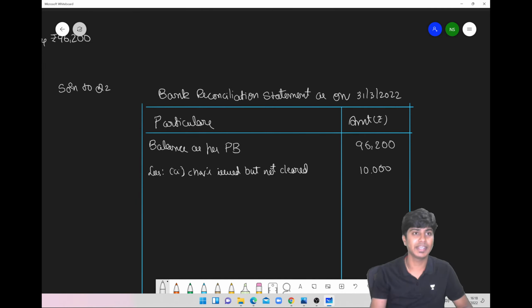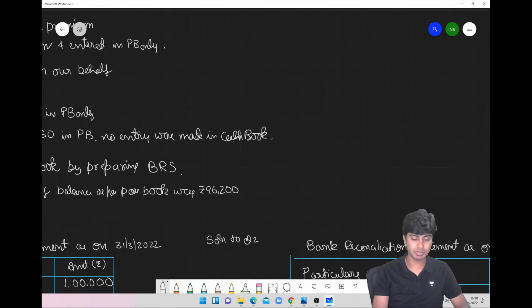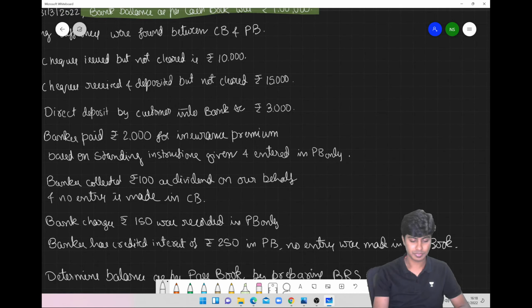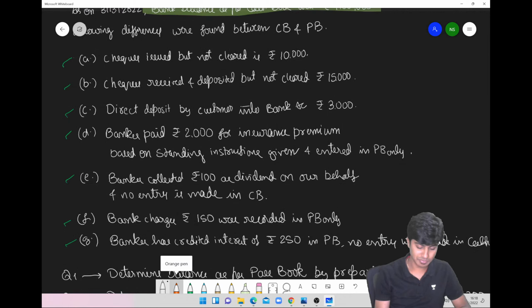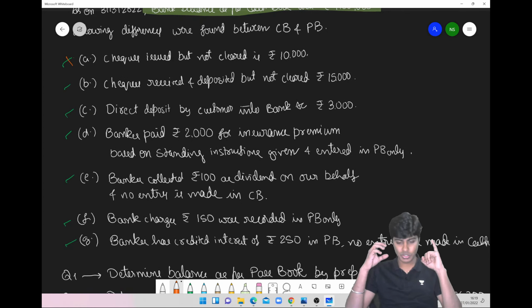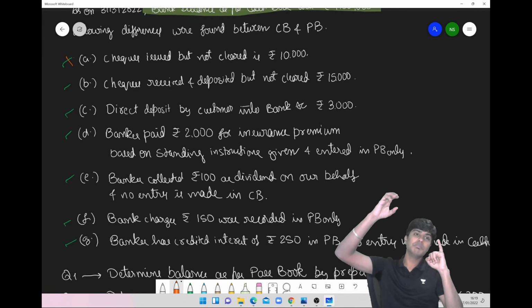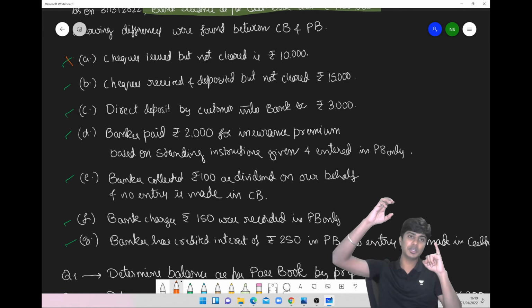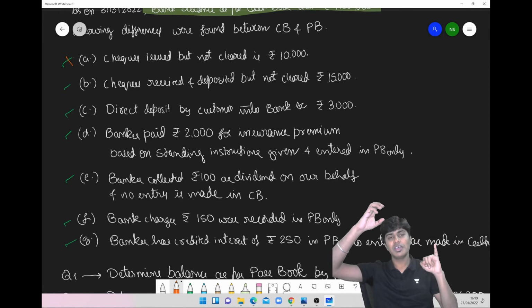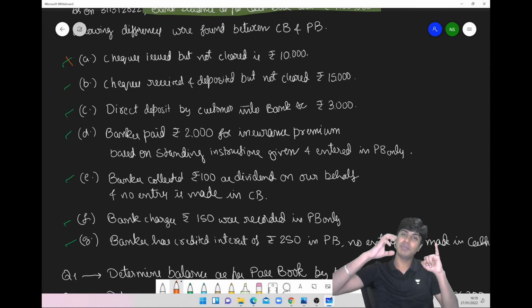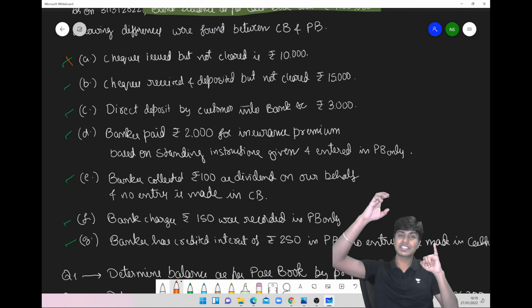So let us go to the second item. We are done with the first one. Checks received and deposited but not cleared. You have received the checks and you deposited them. Because of that, balance as per cash book has increased. Because these checks have not yet been cleared, your balance as per passbook has not increased. When the checks get cleared, passbook would increase. Till then, passbook won't increase.